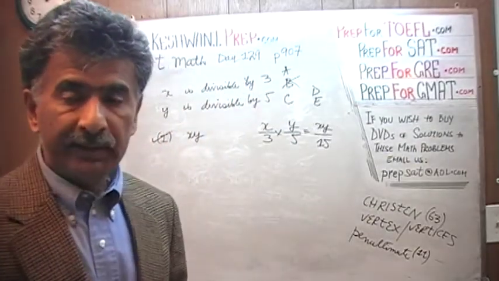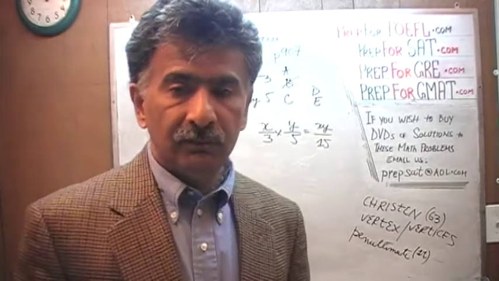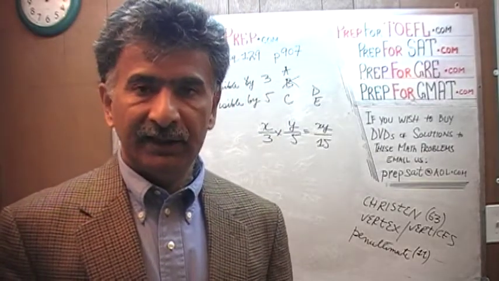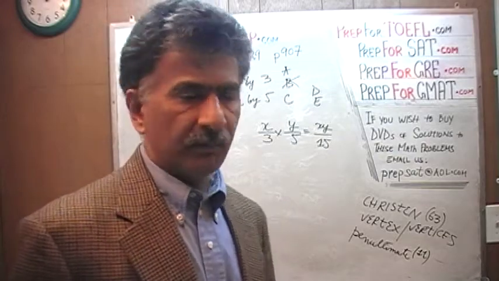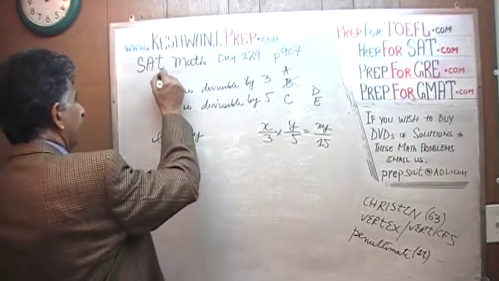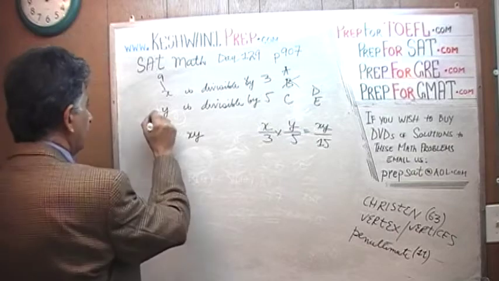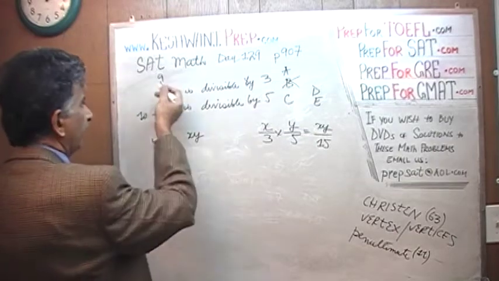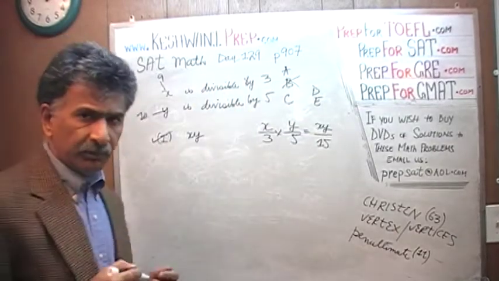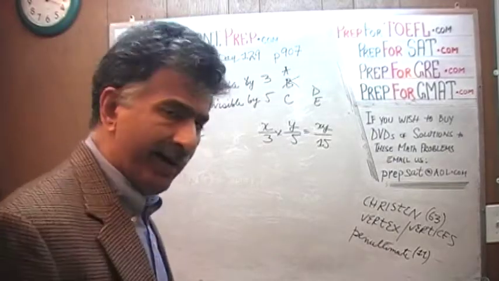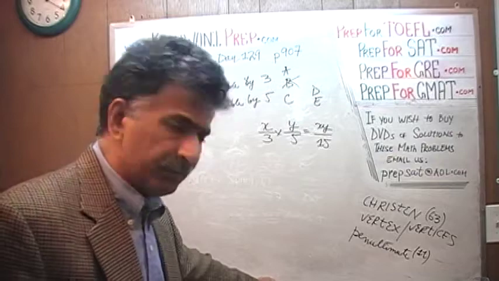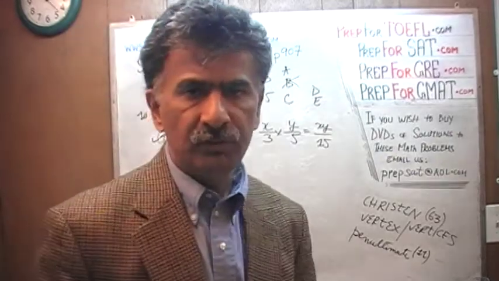Now, we plug in values for x and y such that x is divisible by 3 and y is divisible by 5. Plug in anything that you want. For example, plug in 9 for x, and plug in 10 for y. 10 is divisible by 5, 9 is divisible by 3. But when you're using the plugging in technique, and when you're putting in values for the variable, you have to be careful. You have to be smart about it. You have to use your brain a little bit.